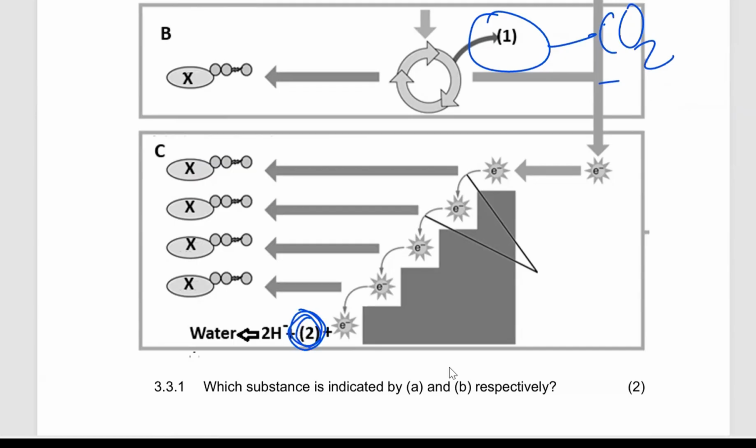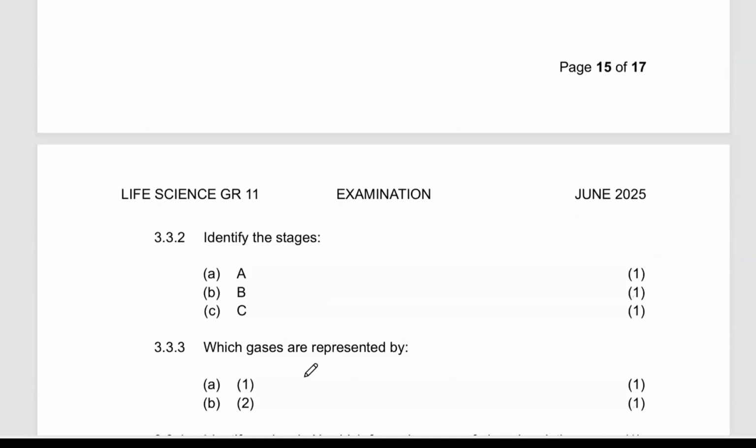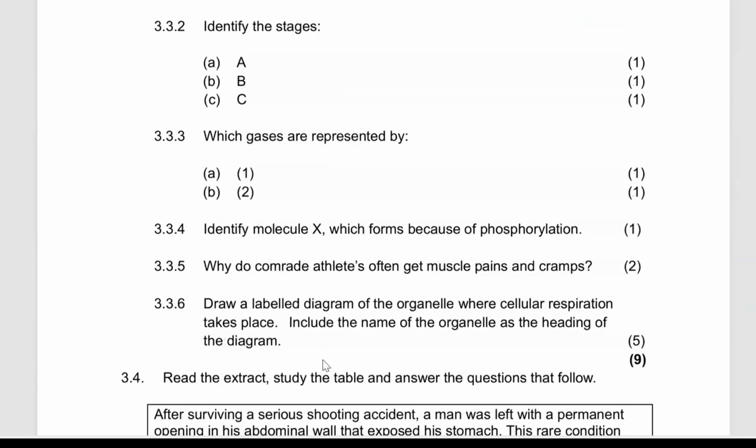We use it. Remember, it is oxidative phosphorylation. Phosphorylation means the addition of ADP plus an inorganic phosphate, but it happens in the presence of oxygen. Therefore, we call it oxidative. So that gas too, it is oxygen. This one is carbon dioxide, this is oxygen. So we have answered that one.